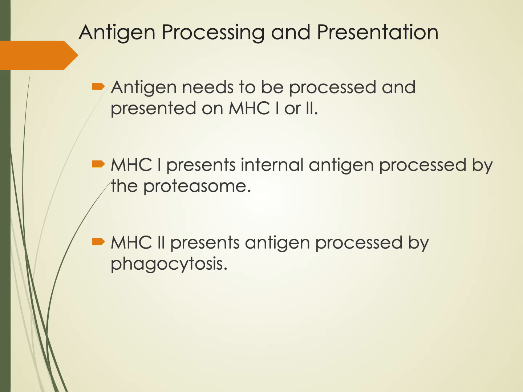For MHC class 2, this is antigen that's been processed through phagocytosis. So you'll remember with phagocytosis, anything that's engulfed ends up getting digested when the phagosome fuses with the lysosome. Digestive enzymes break it up into little pieces. Those little pieces can contain potential epitopes, right? So some of that material gets put onto MHC class 2s and then gets presented on the surface of that phagocyte. So phagocytes are going to have MHC class 2 so they can present to the T cells.